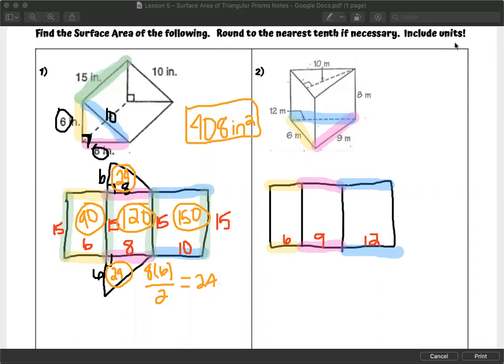The fourth measure that's given to us is the measure connecting the 2 triangles, the top triangle, the bottom triangle. That measure is 8. That is going to be the height of each rectangle for the lateral faces. So we have a height of 8 for each of these. That was a very weirdly drawn 8. Let me redo that.